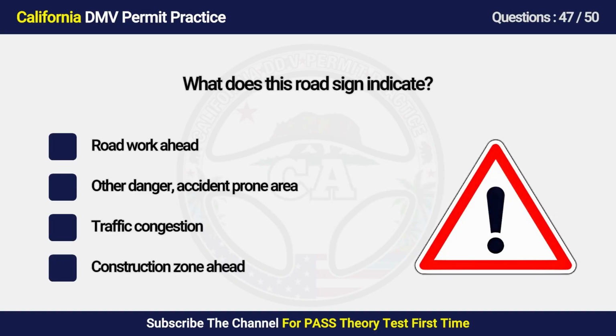Question 47. What does this road sign indicate? A. Road work ahead. B. Other danger, accident prone area. C. Traffic congestion. D. Construction zone ahead.